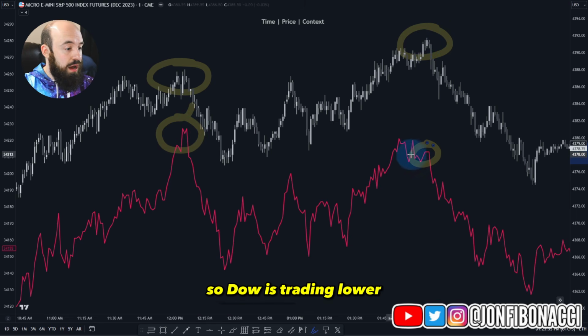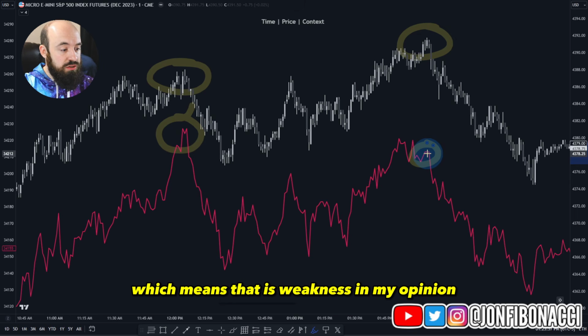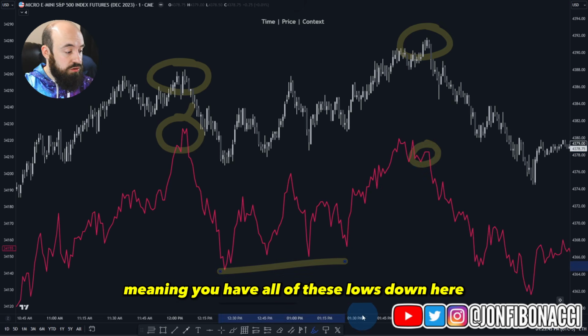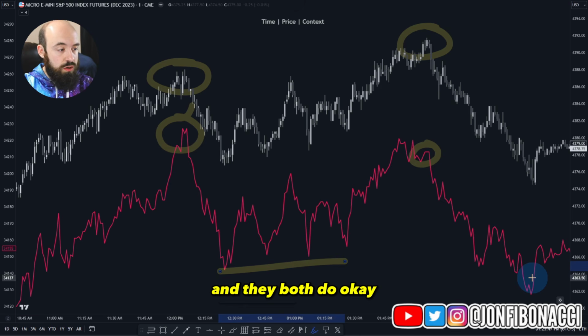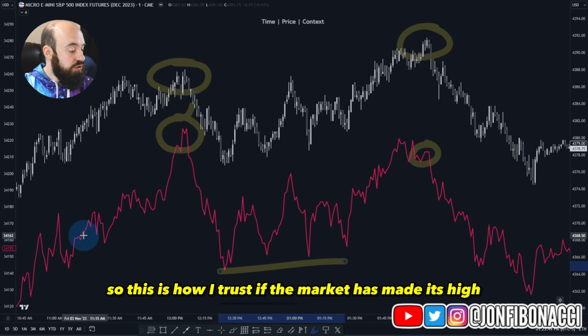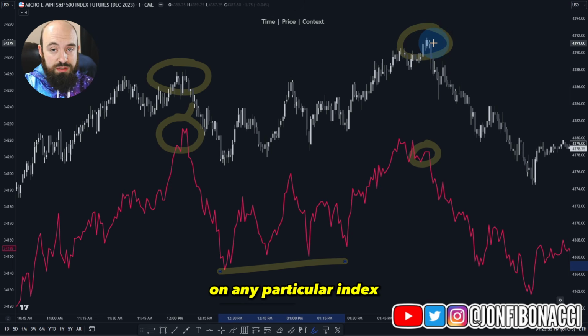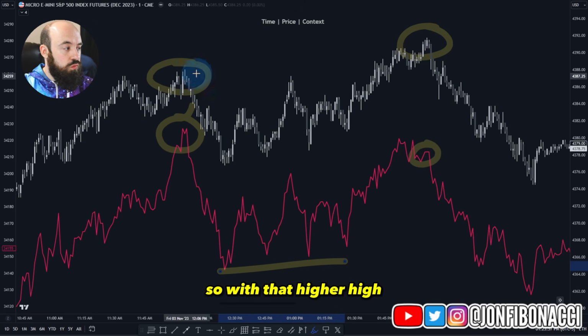So Dow is trading lower, which means that is weakness, in my opinion. And the context would be the same for Dow Jones, meaning you have all of these lows down here, which the market should trade to, and they both do. Okay. So this is how I trust if the market has made its high on any particular index. But again, this example is ES. So with that higher high, to me, that's distribution. With Dow Jones trading lower, that to me is weakness.